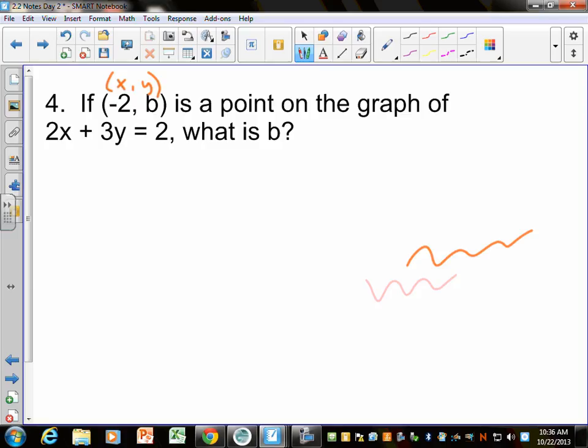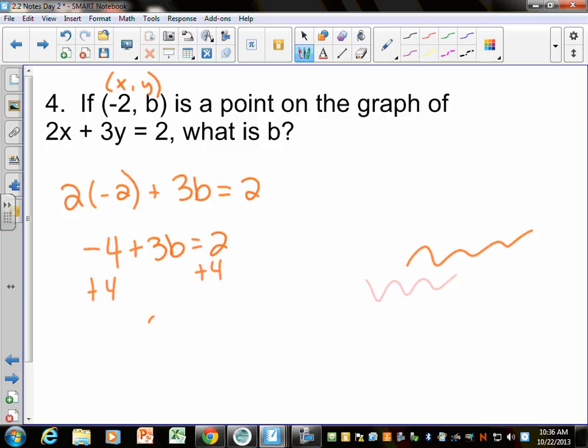So I would say 2 times negative 2 plus 3b equals 2. Negative 4 plus 3b equals 2. Add 4. 3b equals 6. b equals 2. Yes, no, maybe?